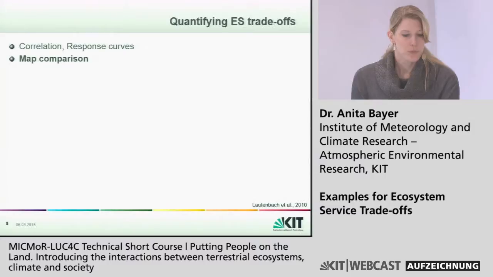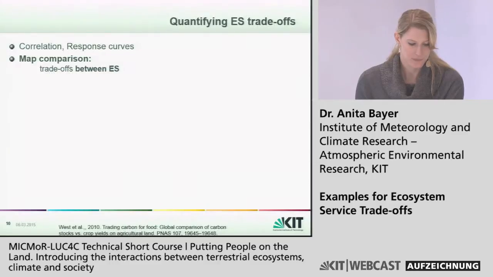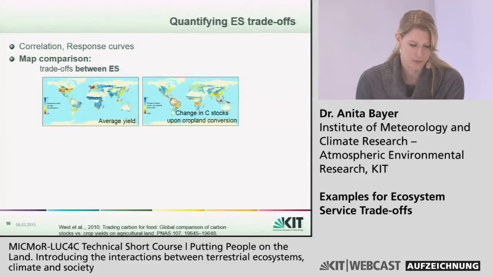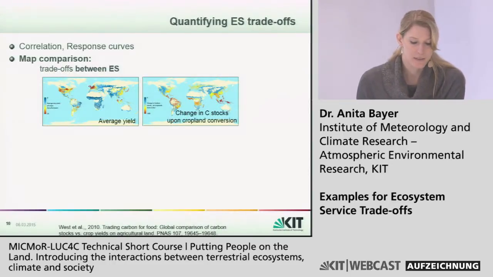A next big group of methods is related to maps. So spatial mapping of ecosystem services, and that's an example from a study from West et al. They mapped the average yield that can be achieved on a certain patch of land, and they also mapped the change in carbon stocks if that patch of land would be converted to croplands. So the difference in carbon stocks between natural vegetation and the cropland vegetation.